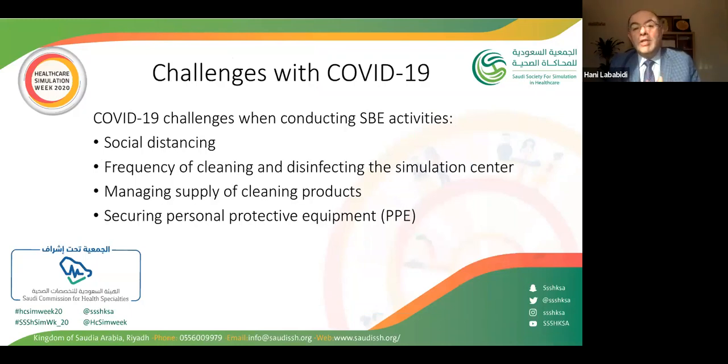So what are the challenges in COVID-19 when you conduct simulation-based activity? You need to have social distancing. It is a must now. Frequency of cleaning and disinfecting the simulation center, including the mannequin. So now you need to clean the mannequin more frequently. We used to just clean the mannequin at the end of the course, but now you need to do it more frequently. And managing supply of cleaning products.